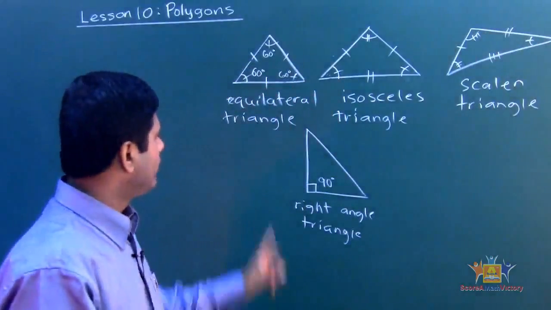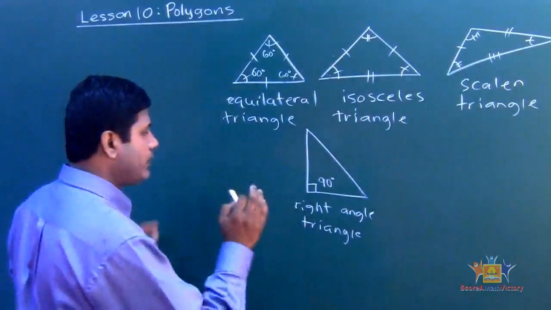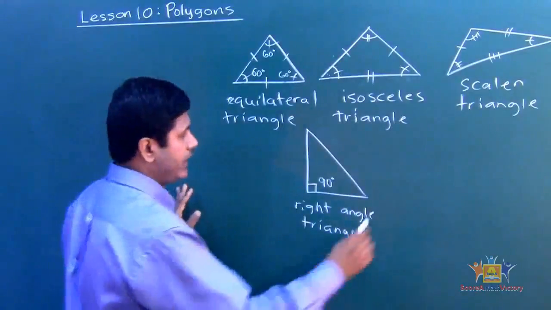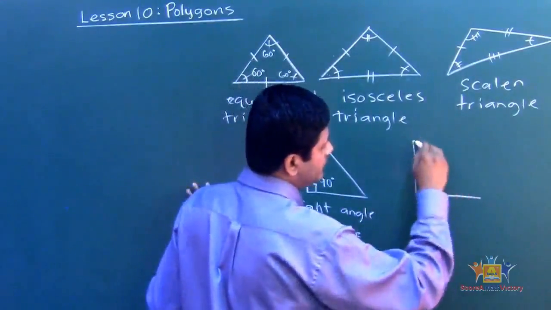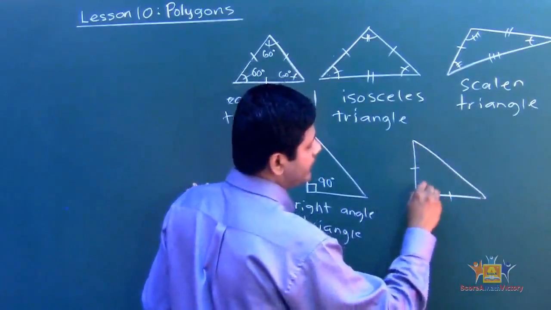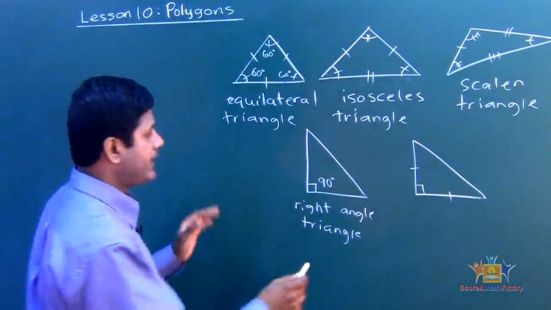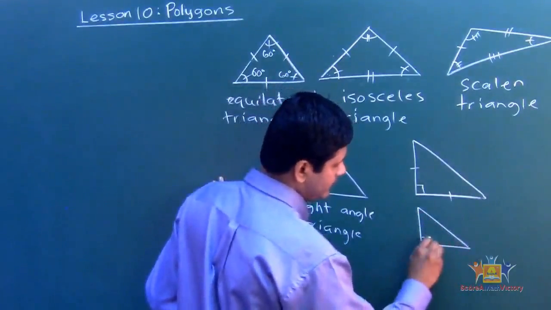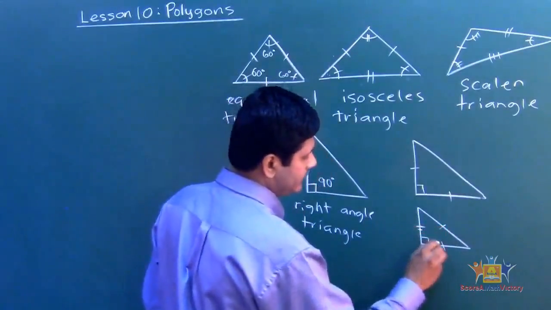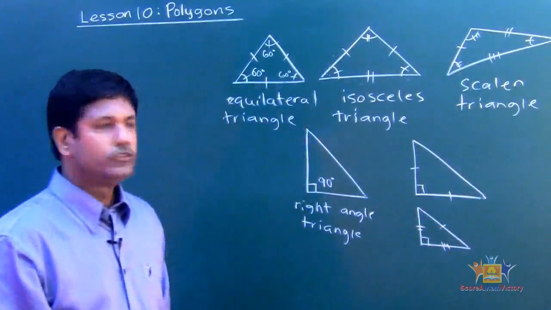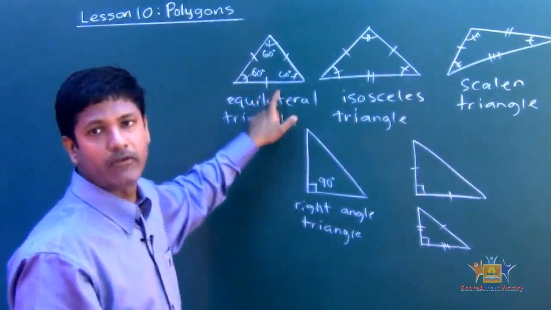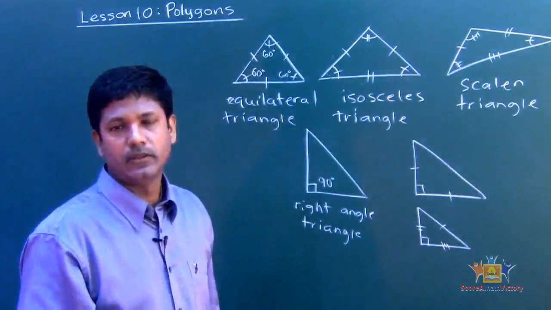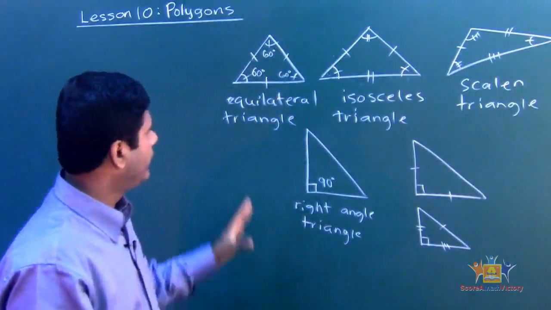Now for the right angle triangle, even though it's a right angle triangle, I can associate it with isosceles. In other words, I can say it's a right angle triangle with 2 sides the same length, or a right angle triangle that is scalene, which means none of them are the same. So I can associate these two, but not equilateral, because in an equilateral triangle the corners are always 60 degrees. Keep that in mind. Alright, let's understand better.